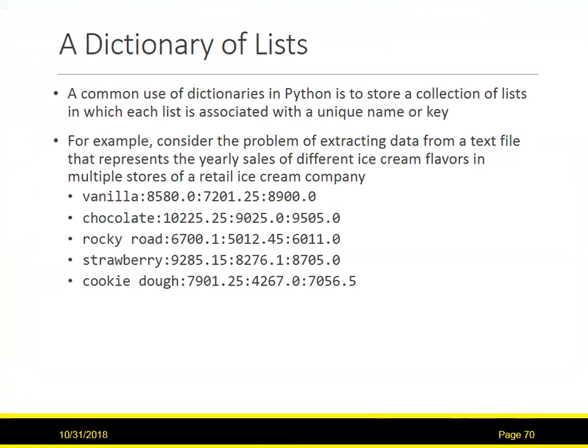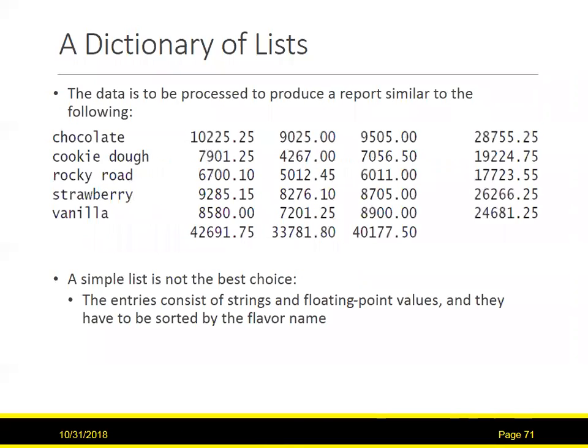Okay, this is the text file that they're looking at. This is the text file for the flavors. So it wants you to process this so that it looks something like this. Looks like we read in each flavor, combine the numbers for each flavor, and also combine each column.